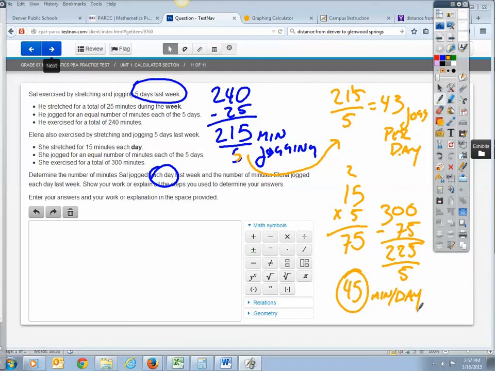All right, and so let's double check. It says determine the number of minutes Sal jogged each day. Check that off the list, 43. And the number of minutes Elena jogged each day last week. Check that off the list. And show your work or explain it. So if I showed all of my work in an organized manner with explanations, I would probably be just fine on this problem. Perfect.